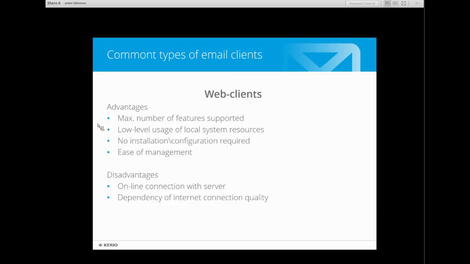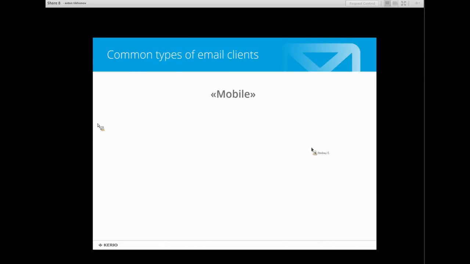But this is all for the web clients, and we move to the third type of clients. It is mobile clients, and there is not much in advantages, but actually it is the main point of using such clients. This advantage means that you may have all necessary data, your email data or calendar data, anywhere, anytime with you on your mobile device. It is quite important to be mobile in the modern world, so this is the main and very important advantage.